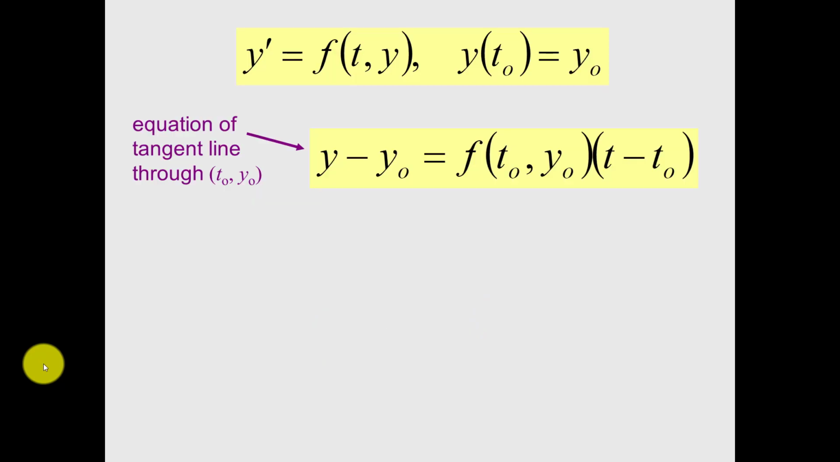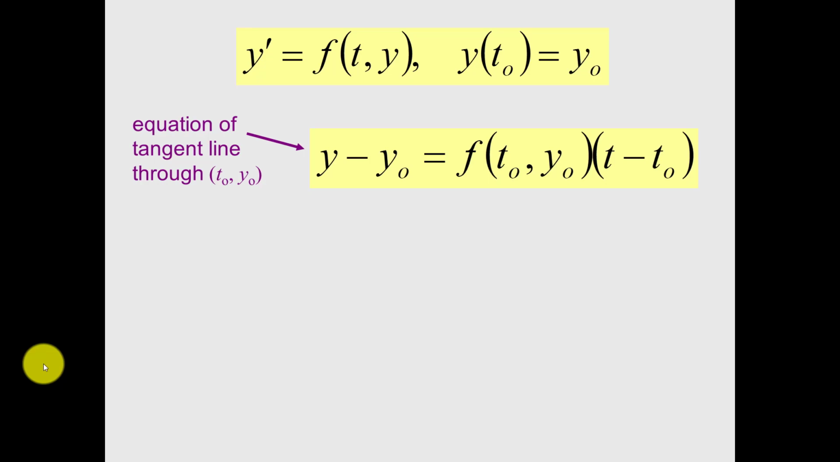So the idea behind it is we have a first order differential equation, so the derivative equals some function of t and y, and we have some initial value t naught and y naught. Now if you want to figure out the equation of a tangent line to the curve at the initial value, you would use our point slope formula. y minus the y from the point equals the slope, and remember the function of t and y at that point is the slope at that point, and then times the difference between the t's, so t minus t naught.